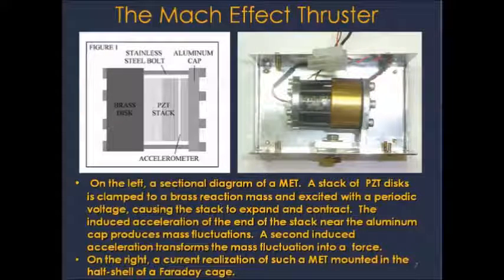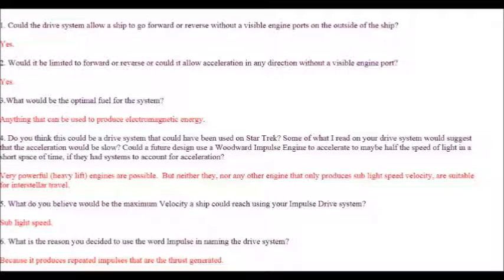I had a few questions about this drive system, so I emailed Professor Woodward, and here is his reply. In the first question, he confirms that the engines can go forward and reverse without any visible ports on the outside, which alone says that this could be the impulse drive system the Enterprise uses.